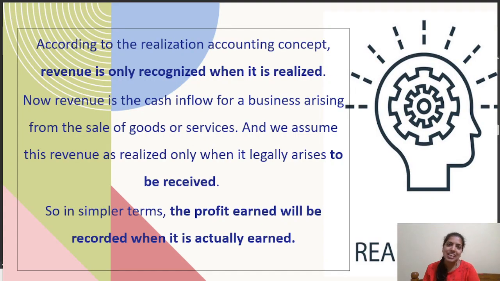Next is the realization concept. The realization concept is a half portion of the accrual concept, where they say the revenue is recognized when it is realized, and we will not wait for the particular time when that cash is received. Hence, the profit that is earned will be recorded when it is actually earned and will not wait until the cash is getting credited to the books of accounts.